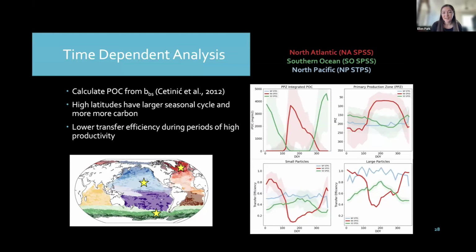Looking at these degrees of seasonality in these metrics, we can look as well at how the transfer efficiency of small and large particles varies with time. What is quite striking, at least to me, for the North Atlantic is that we can see a high degree of variability in the transfer efficiency, more so than the Southern Ocean, but in both cases we're seeing lower transfer efficiency during the periods of high productivity. I think we can continue this analysis comparing between multiple different biomes and ask more questions. There are many questions that you could ask here, but this is where it's at at this stage.